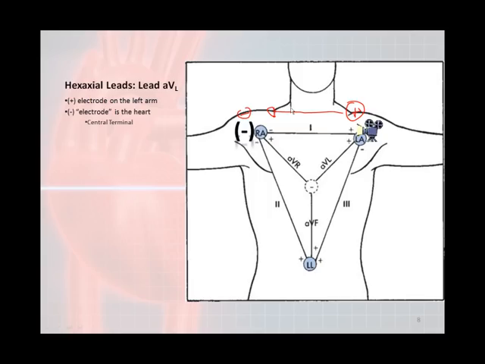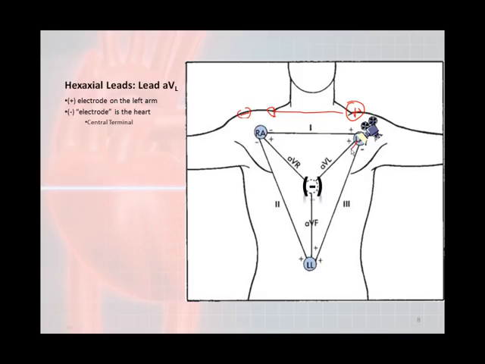So what would happen if we were to move the negative electrode down to the central terminal? The angle of your camera will move with it. So now you are not looking from the left arm to the right arm, you're actually looking from the left arm down into the center of the heart.